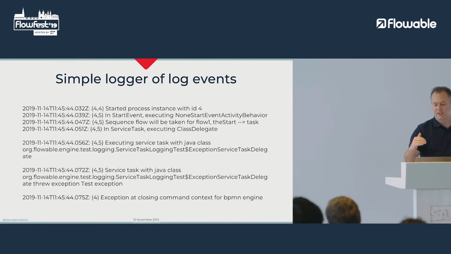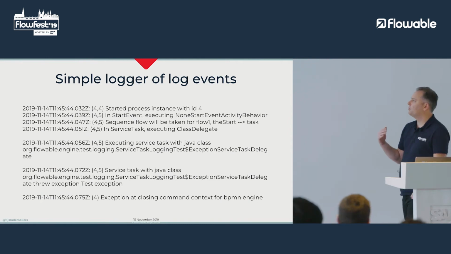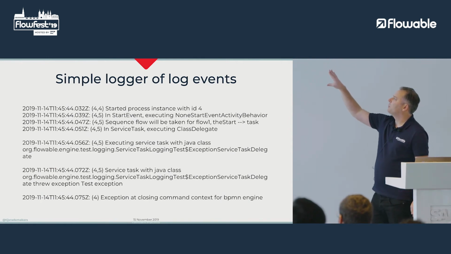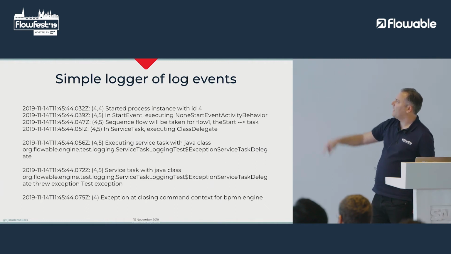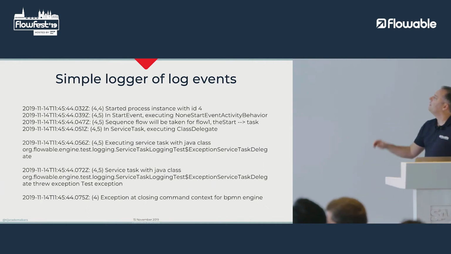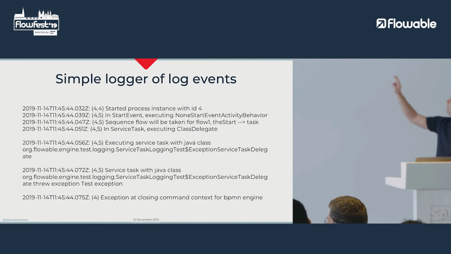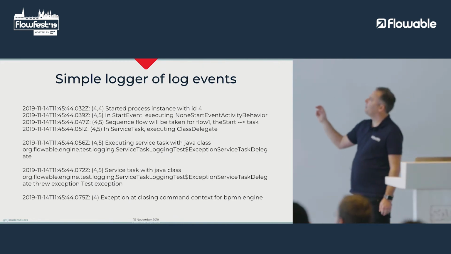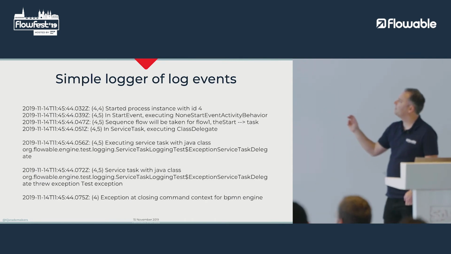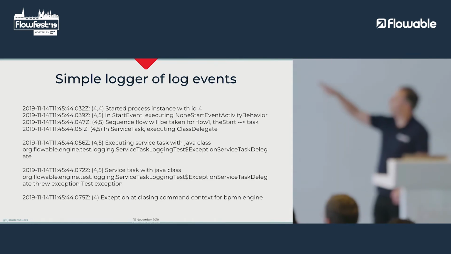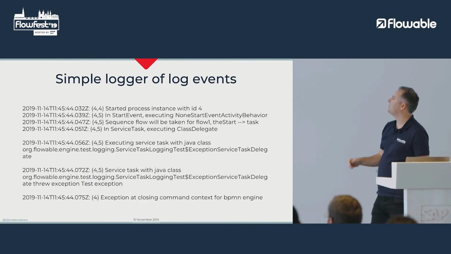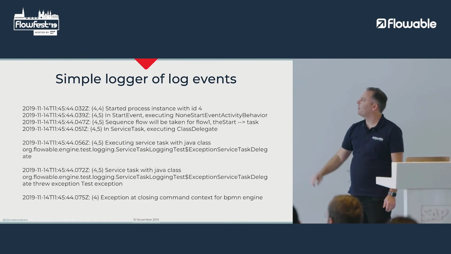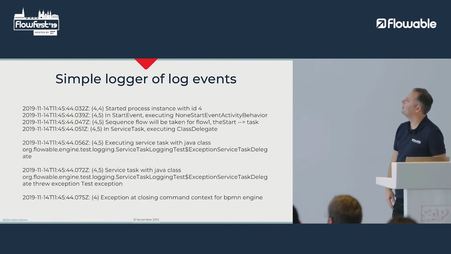And in that way you can see an example of a very simple process where we started the process instance, then executed the start event, then took the sequence flow from the start event to the task. In the service task we were executing a class delegate, which was actually the service task logging test class, and then an inner class that we were using for that.